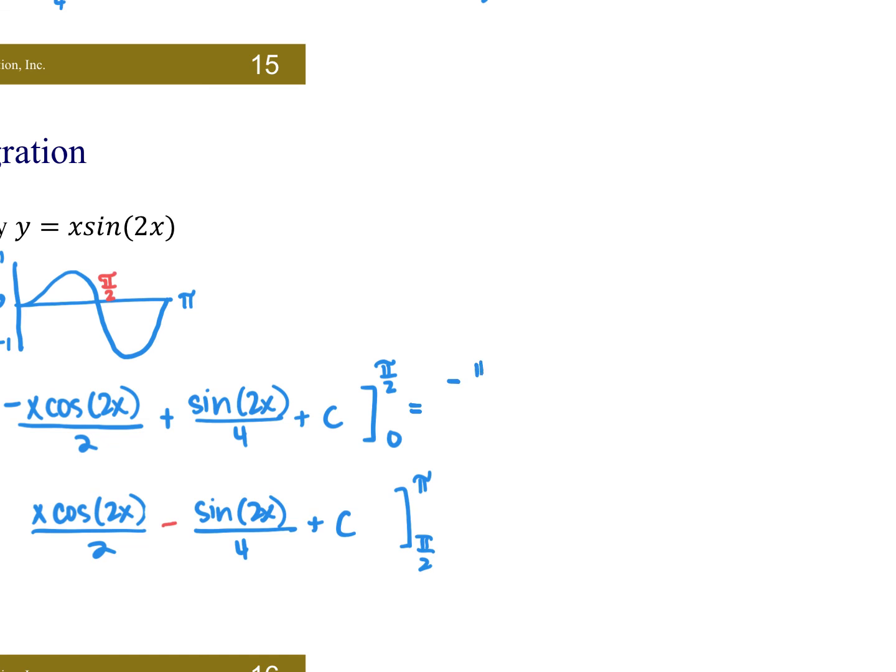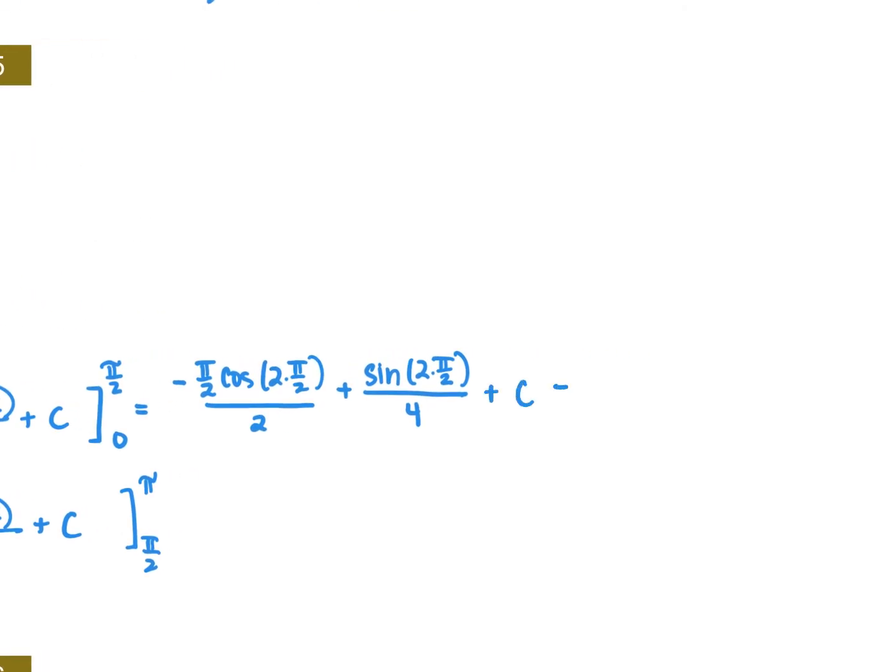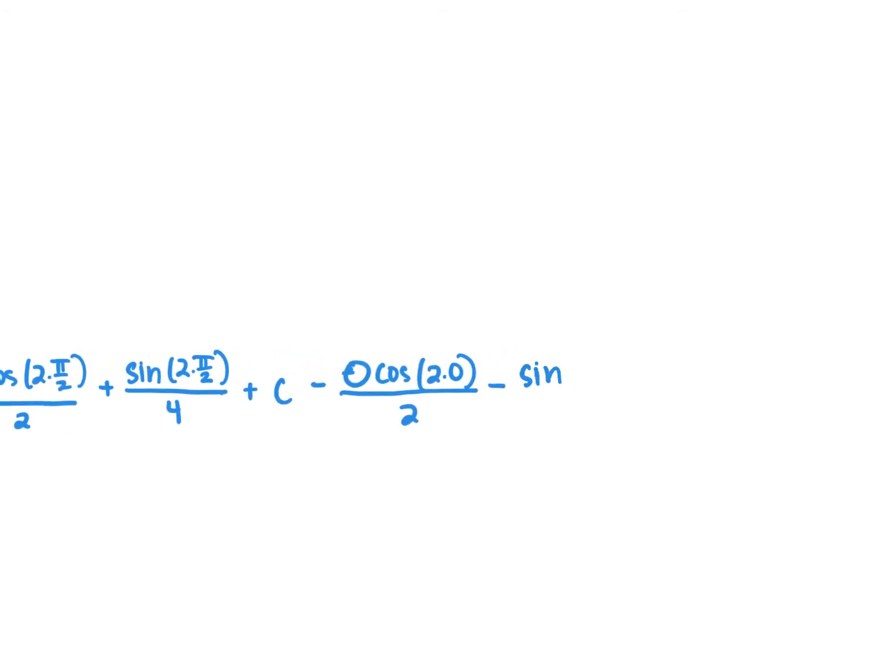So negative pi over 2 times the cosine of 2 times pi over 2, all over 2, plus the sine of 2 times pi over 2, all over 4, plus c, and then minus negative 0 times the cosine of 2 times 0, all over 2, minus the sine of 0 over 4, minus c.